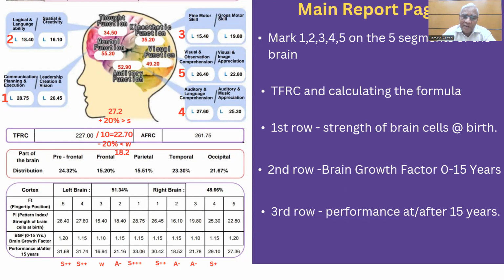5th right is visualization, visual and image appreciation, the ability to imagine a future outcome from a current reality. This also is strong for this child, 27.36. Now, these are qualities of designers. So, an architect, interior designer, jewelry designer, games designer, graphic designer, all these people, any kind of designing, require the visualization to be strong.